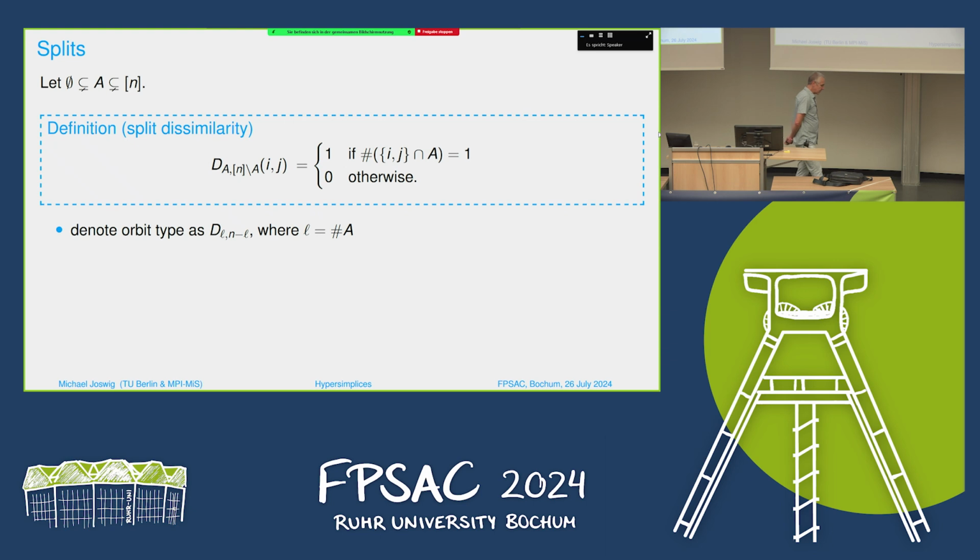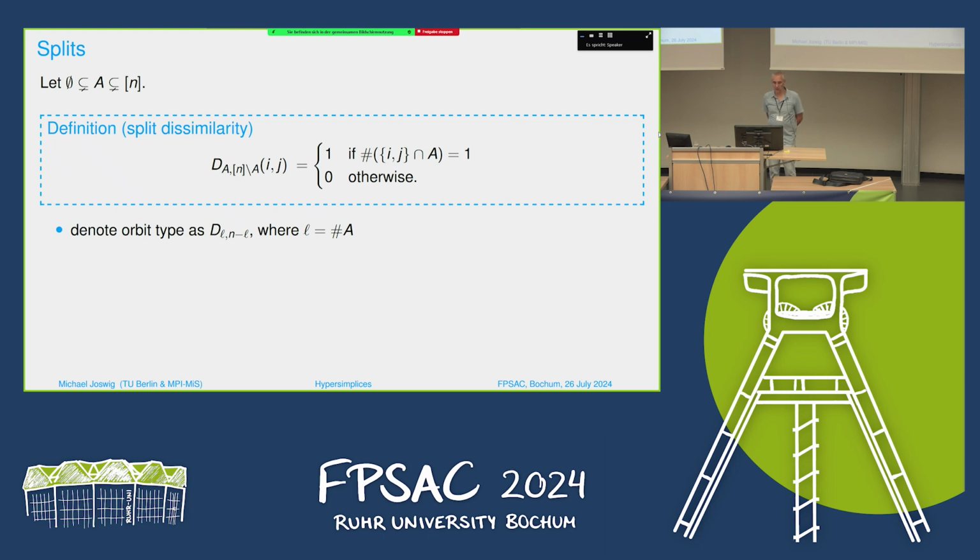Last definition that I need, and then I can go to the remaining results. So we need to talk about splits. Whenever I have an n-element set, and I take a non-trivial subset, so neither empty nor the full set, call it A, then I can produce a very cheap dissimilarity function by just assigning zeros and ones for the pairs of points i and j. If one sits in A and the other one sits in the complement, then I say they are at distance 1. And if they are in the same part of the partition into two elements, then I consider them equal and I call their distance 0. So this is a split dissimilarity.